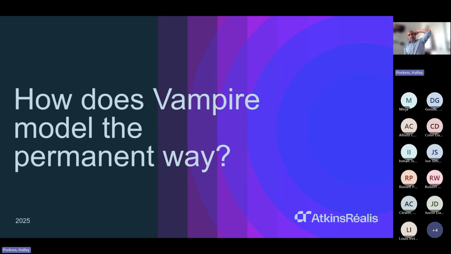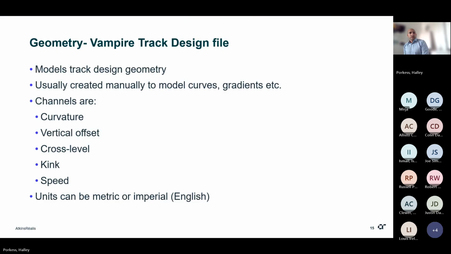How does Vampire model the permanent way? So firstly, we've got what's called a track design file. This models how the track should be. Usually created manually to model curves and gradients. So with curvature, vertical offset, cross level, kink, and speed channels. You can use metric or imperial units. Generally only North America uses the imperial units.